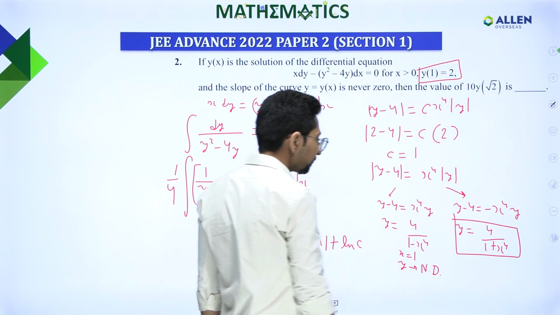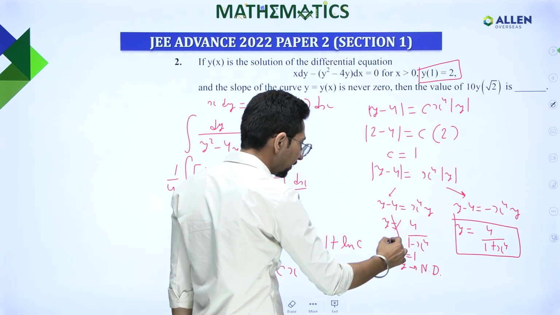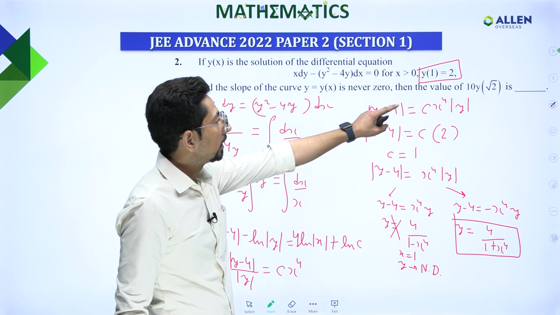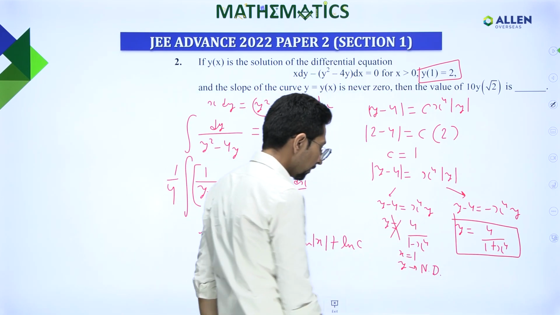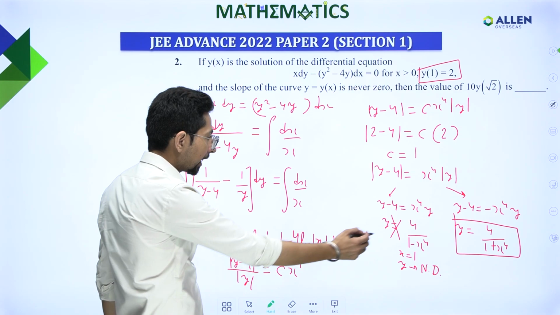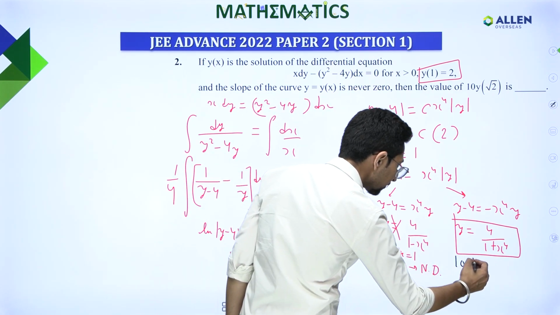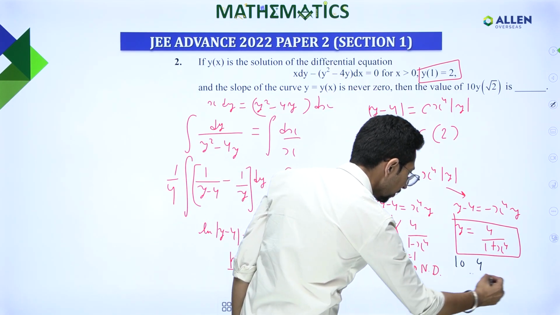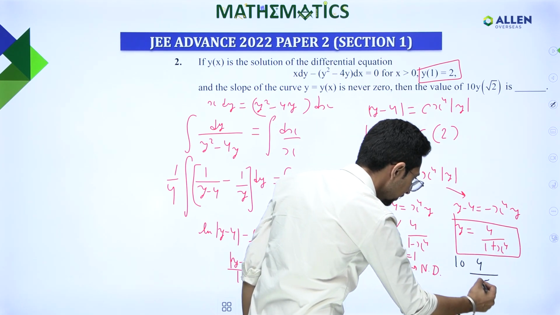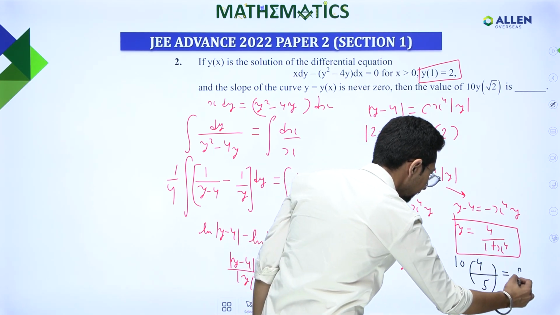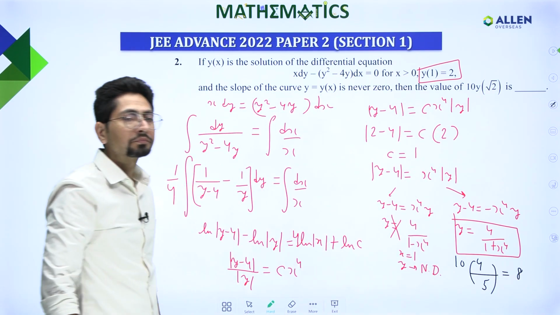According to this, this part is rejected, right? Now 10 times y root 2, obviously we have to place the value here. What will the value of y root 2 be? Simply by considering the part of 10 times, y of root 2 will be 4 upon 1 plus root 2 power 4, which is 4 only. 1 plus 4 is 5, and 10 times 4 by 5 is 8. This is your final answer.